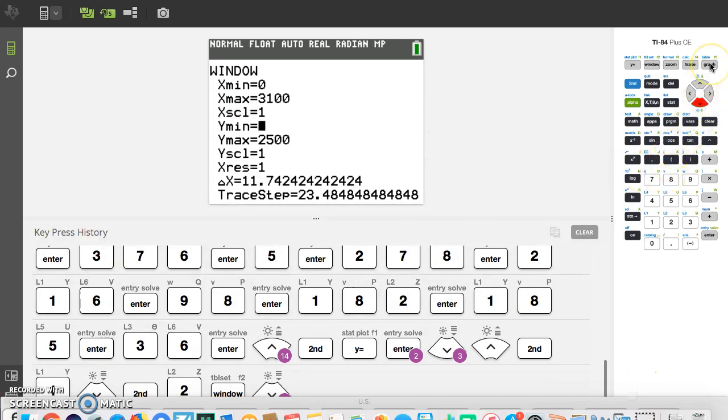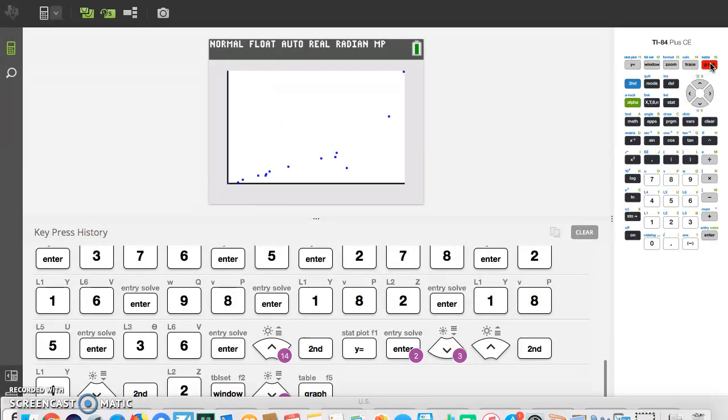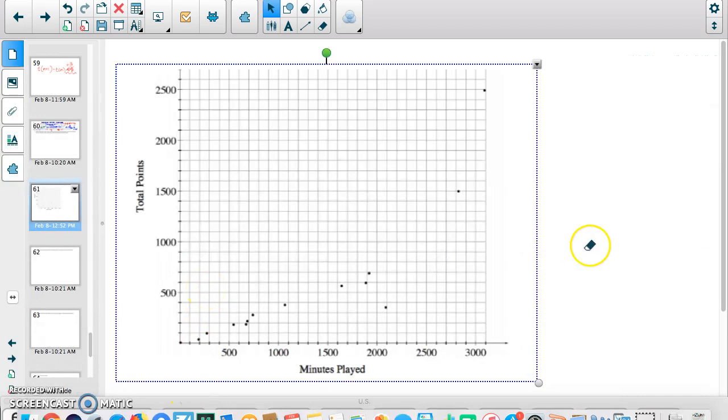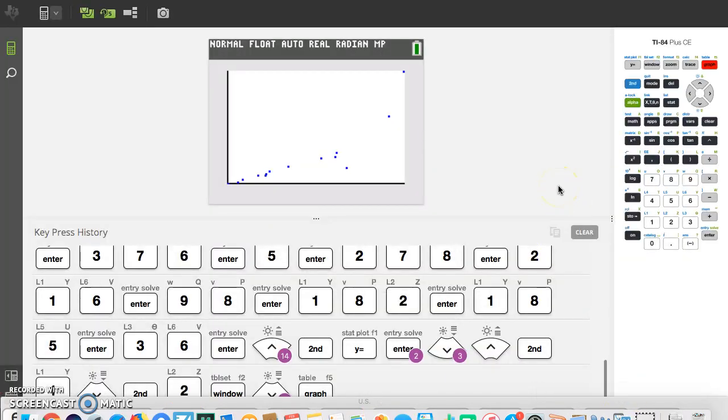Awesome. Let's see what this scatter plot looks like. And there it is. And see, it is the same scatter plot that was provided for you. So it is quickly generated that way, which is awesome.